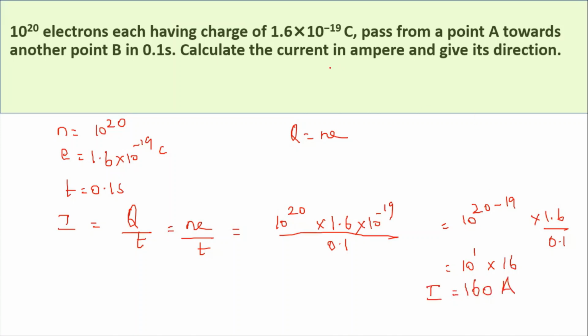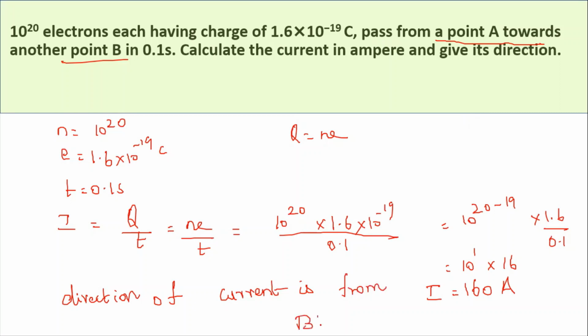Now give its direction. Electrons move from point A towards point B. We have already discussed that current flows in the direction opposite to the flow of electrons. So the direction of current is from B to A. Very good. So this is how we do this sum.